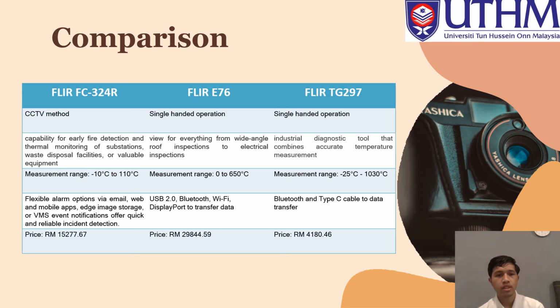For the price, FLIR FC324R is RM15,276.97, and for FLIR E76, the price is RM29,844.59. And the third and lastly, FLIR TG297, the price is RM4,180.46.